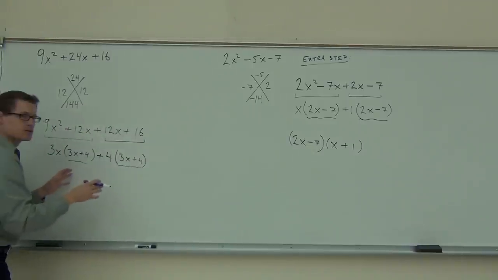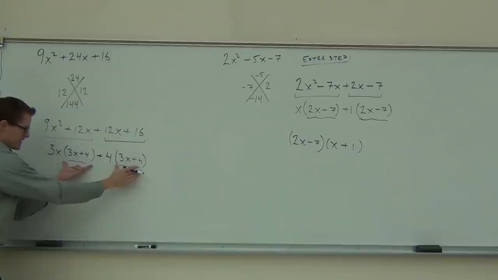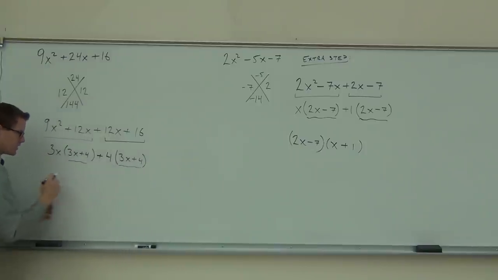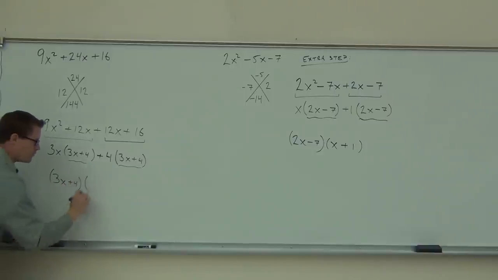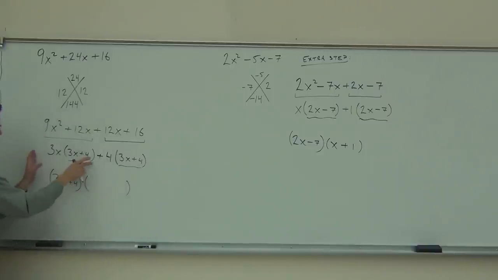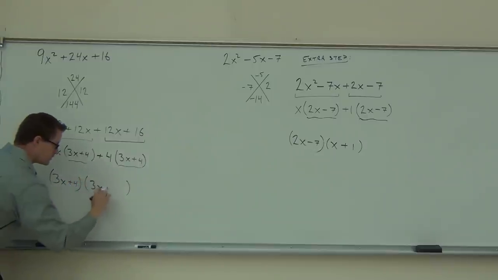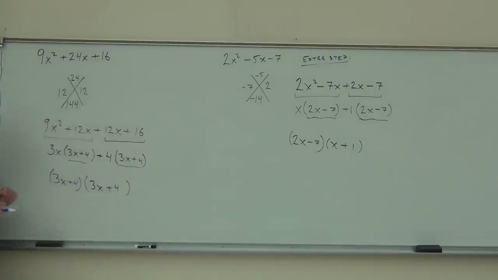What this says we can do is take this, since it's exactly the same in both of our large terms, factor it out. And what's remaining from each of these large terms is going to go in our second parentheses. What's remaining after we factor out our 3x plus 4? 3x plus 4. Well, that's weird. Has that ever happened before? Not in this class, but yeah, it happens often, really.